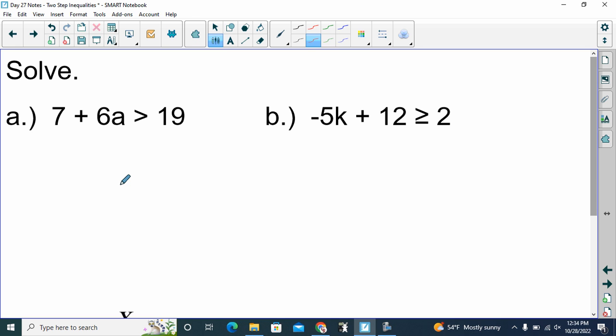This one asks us to solve. It does not ask us to graph, so we don't need to worry about the graphing part here. Just solve. Find the solution to the inequality. Part A, we are given 7 plus 6A is greater than 19.